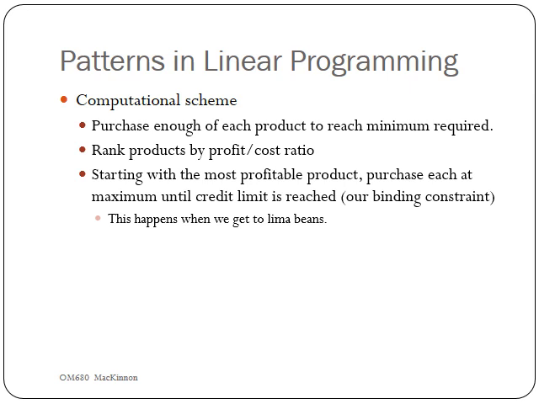So that's the computational scheme. It's a lot simpler than you might have thought by looking at the model. Purchase enough of all of them to reach the minimum. Rank the products by profit to cost ratio, and then start with the most profitable product and purchase it until we reach the max, or until the credit limit is reached. We do that with the second most profitable product and so on. In this case, when we get to lima beans, we run out of money.